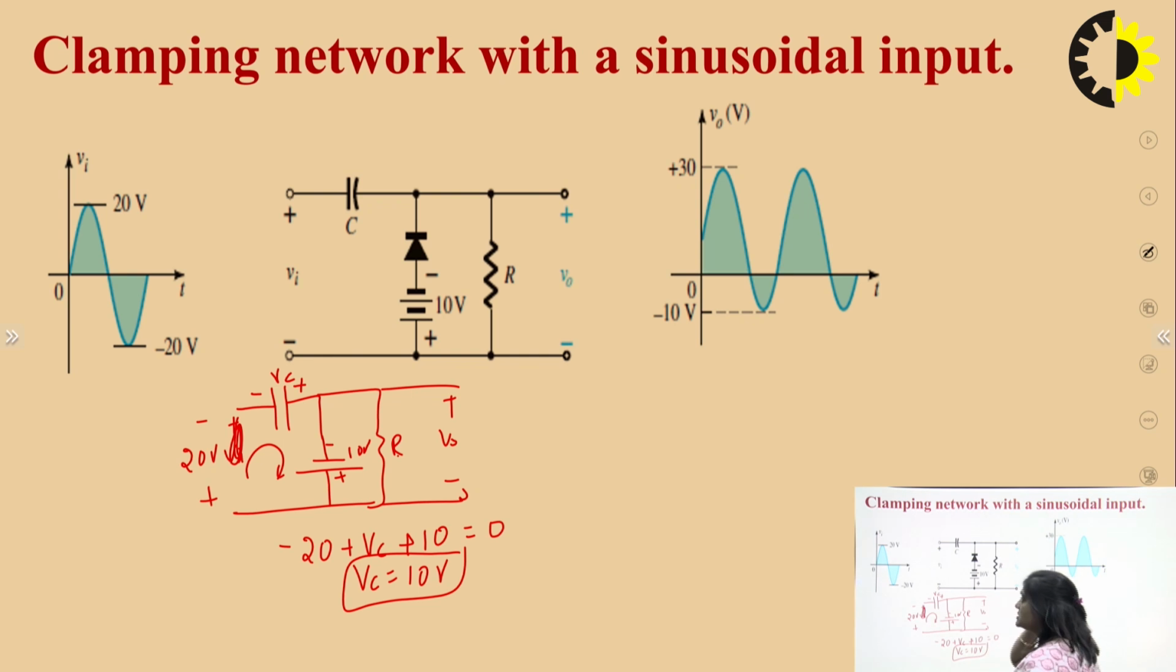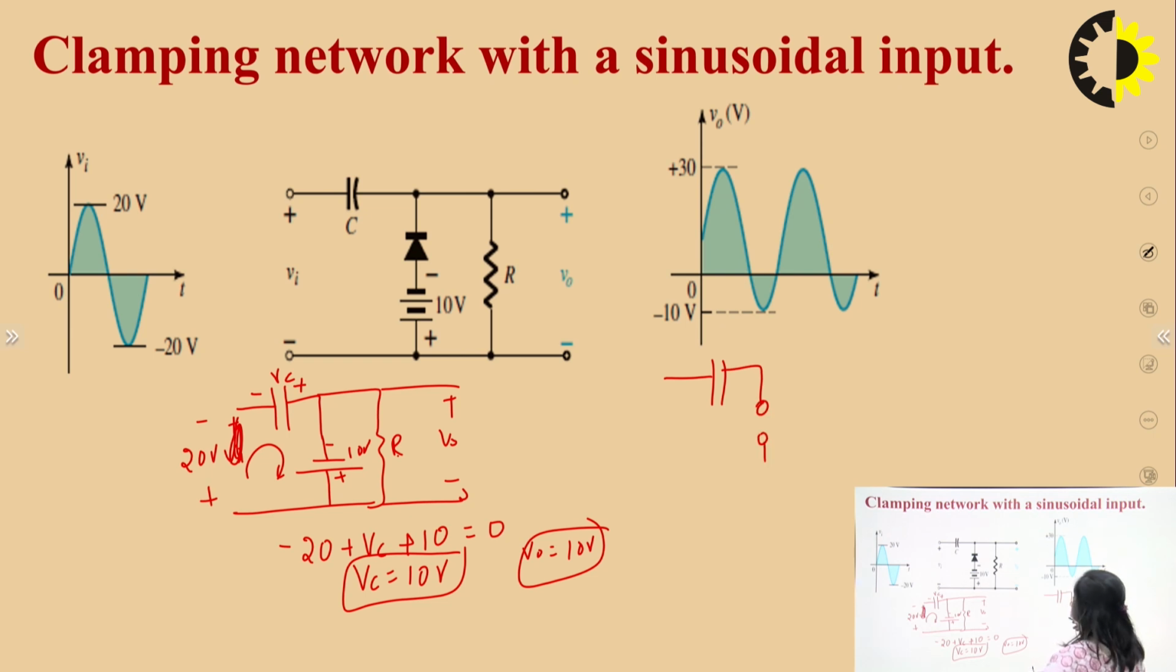Because this is minus 20, and plus Vc, and plus 10. And the output voltage would be equal to 10 volt, because it is in parallel with this 10. And after that, the diode will be open circuit. Open circuit means the diode will be reverse biased. In the positive half cycle, the diode will be reverse biased.